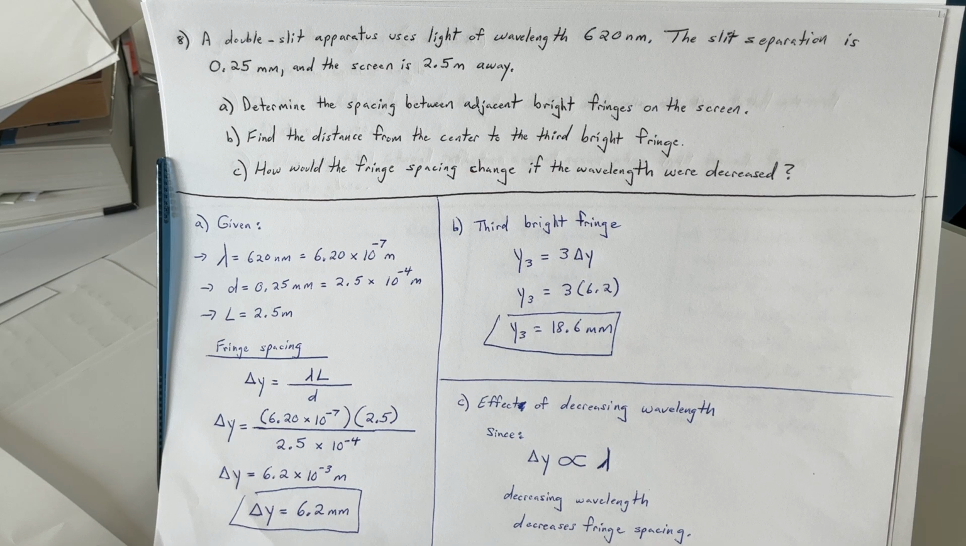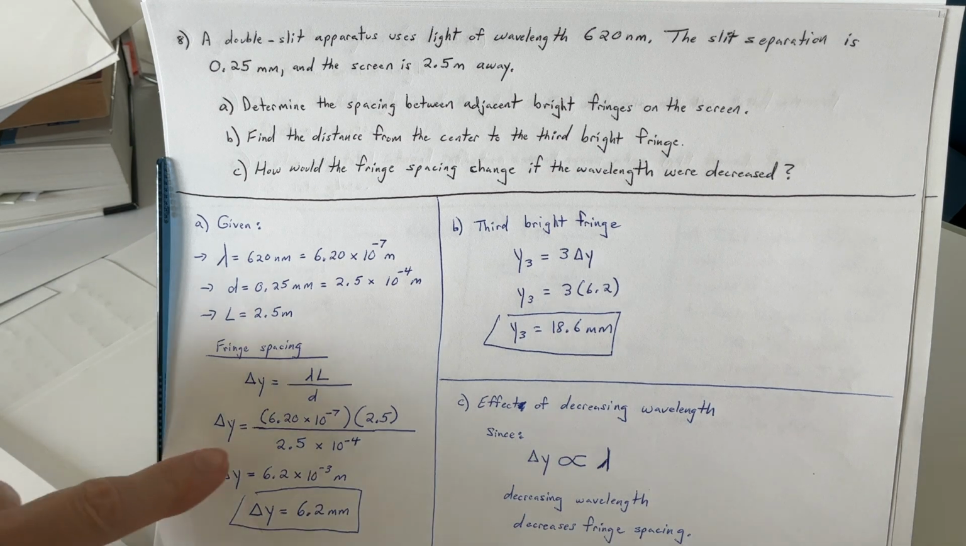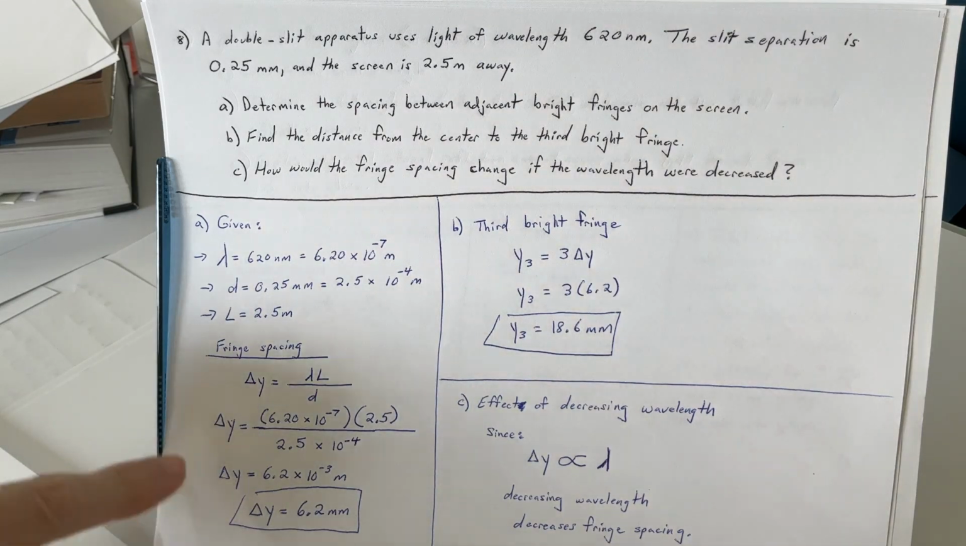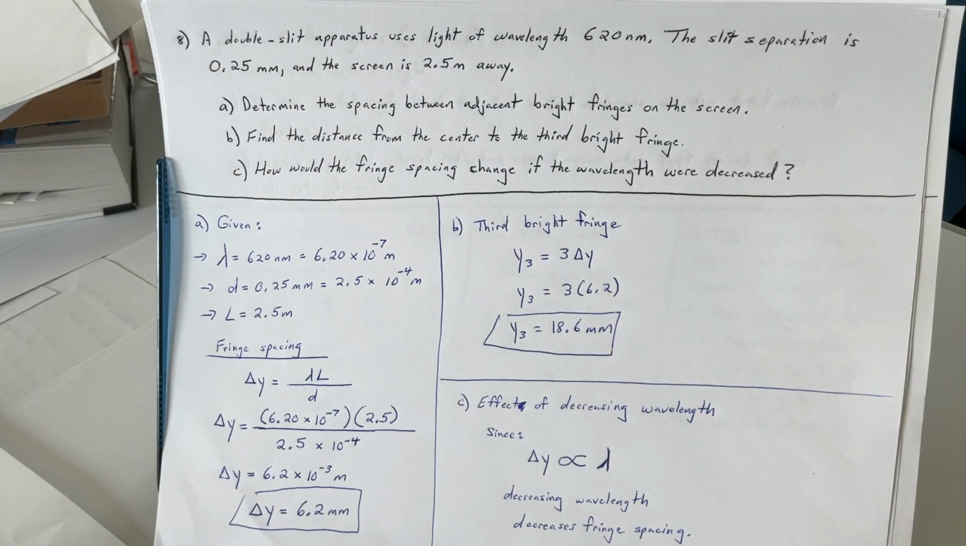So our fringe spacing, which we'll need, is delta y equals lambda L over d. And we just substitute. So delta y equals lambda times L over d. Spoke too fast. Just substitute what we know. Okay, the change in y is 6.2 times 10 to the negative 3 meters, which is about 6.2 millimeters. That's our spacing.